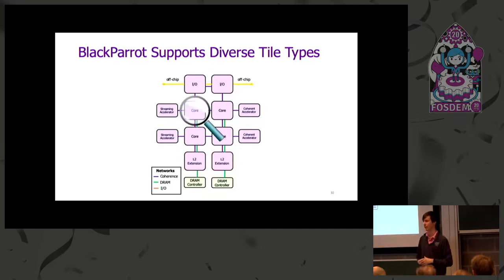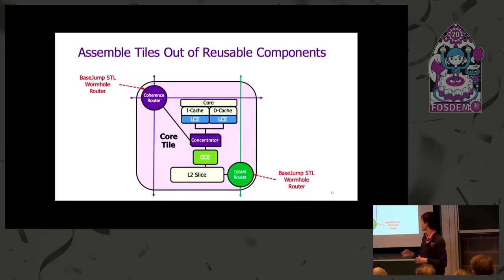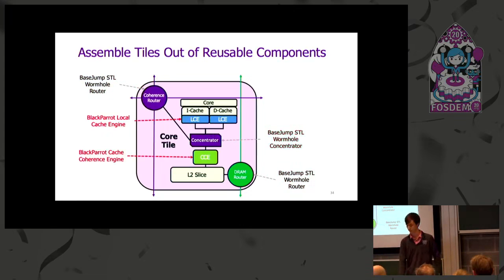Now we'll zoom into a BlackParrot core tile and look at the uncore components that make it really easy to do. So core tiles have everything that you need, and you'll see a lot of these components repeated in all the other tile types. These tiles connect with Basejump STL wormhole routers. This is leveraging an open source library. We don't maintain the code for these routers, so we're able to keep our code base lean and narrow. There's also wormhole concentrators, which allow all the components to talk through one router. There's a CCE, which manages directory tags and the coherence information for a slice of memory in the system. So all the cores are able to request data from this one CCE, which serializes all the protocols.